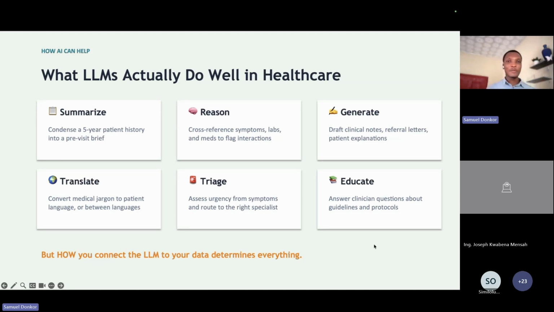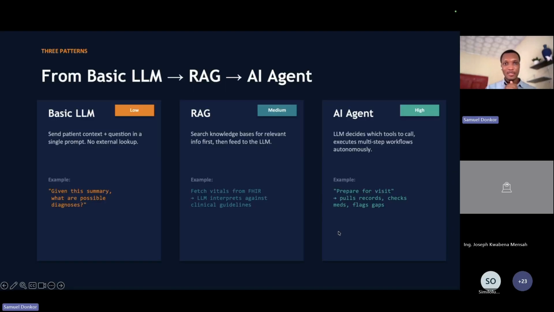But the most important takeaway here is that how you connect the LLM to your data determines everything, right? So what I'm going to look at next is the different ways you could connect all this FHIR data that we talked about, in a way that would make sense to clinicians and help them make sense of the data. So we're going to look at three things. But like I did mention, I always like to introduce a new concept with a demo. So let's do that.